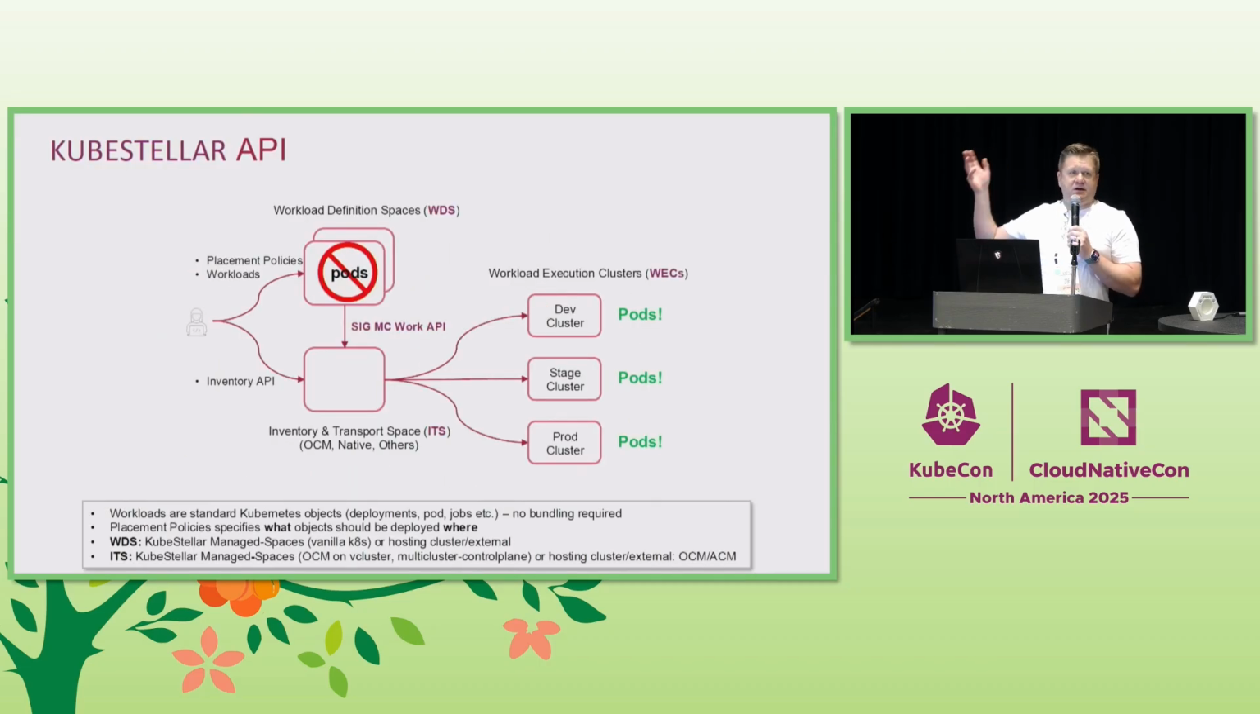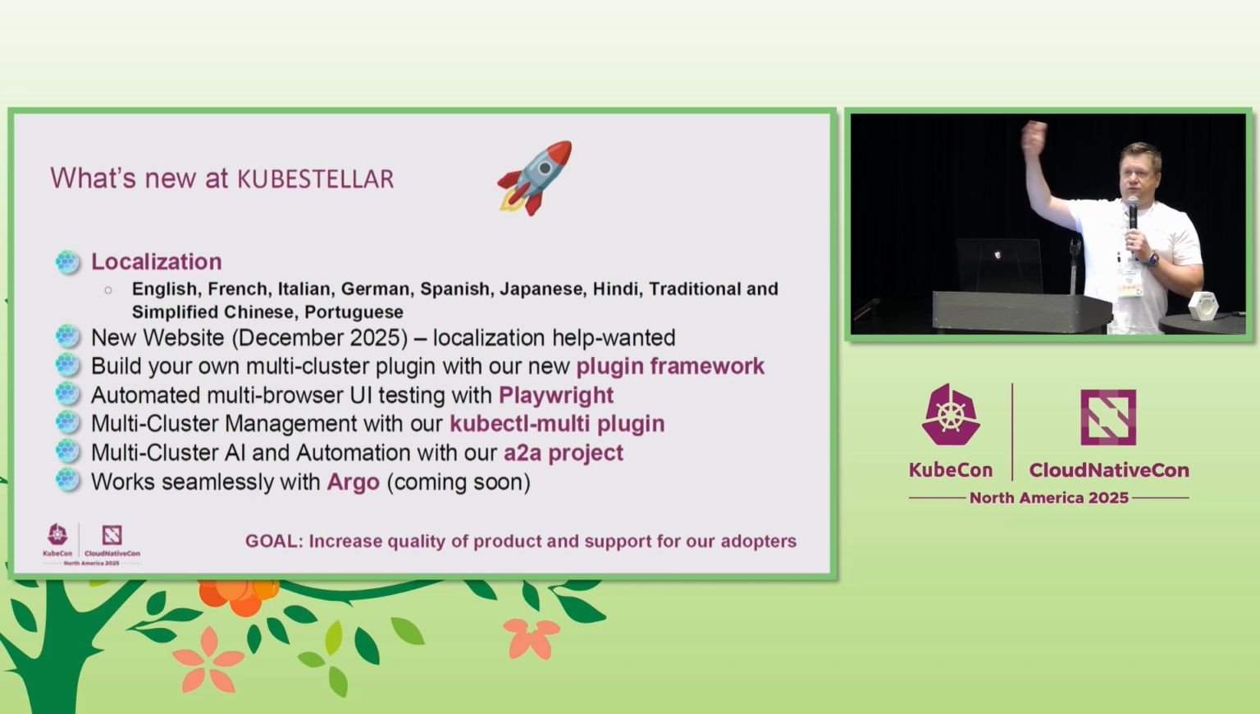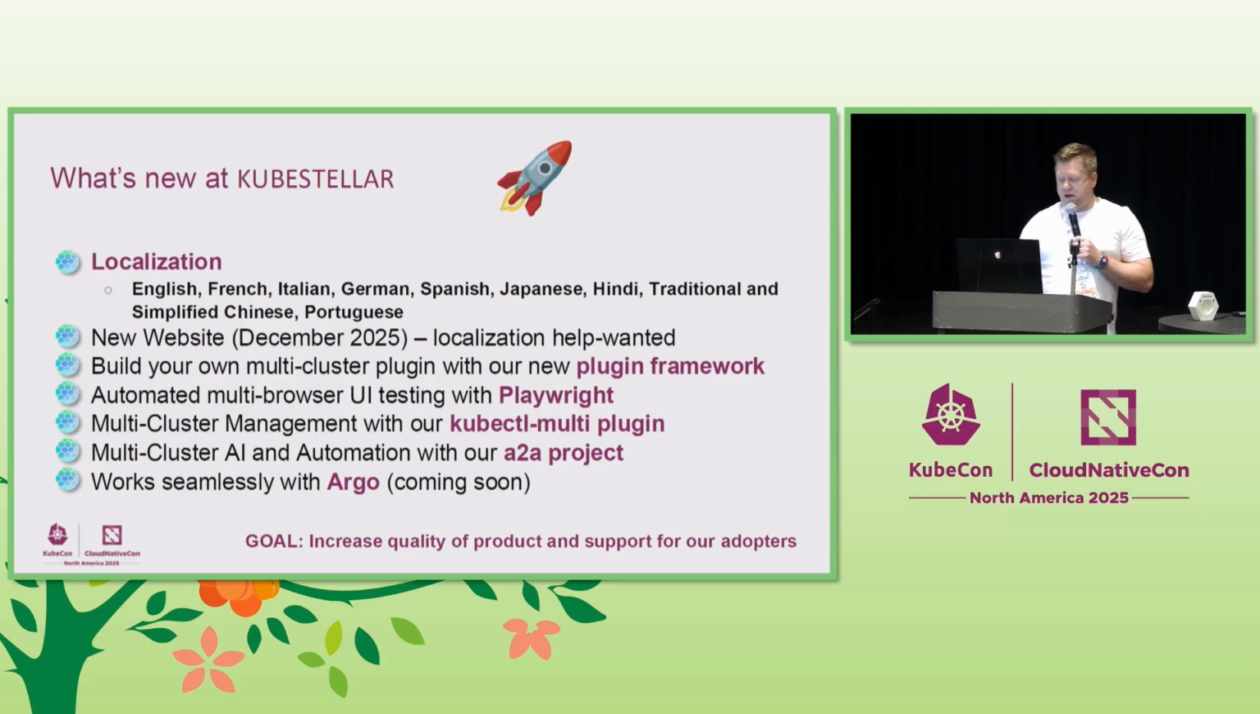This is the API point of view. We use the SIG multi-cluster workload API as our main mode of communication back and forth between the inventory transport space and the definition spaces. This allows us to do things that Kubernetes doesn't naturally allow because it times out after some time. If a cluster goes offline, after a few minutes, it's marked unschedulable. Well, KubeStellar gets around that.